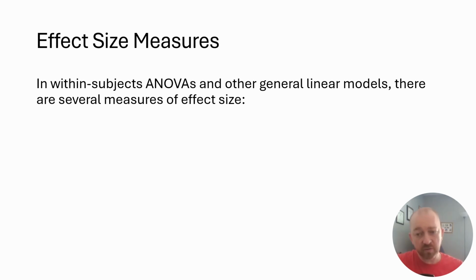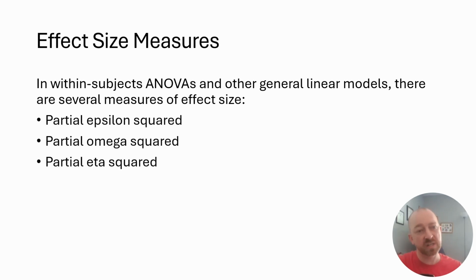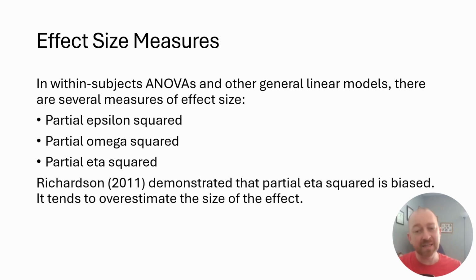So there are, of course, other measures of effect size, for example, partial epsilon squared, partial omega squared. Those are perfectly reasonable measures of effect size. However, many people still report partial eta squared. However, it's been demonstrated that it is a biased measure of effect size. For example, Richardson demonstrated that it is biased. It tends to overestimate the size of the effect.